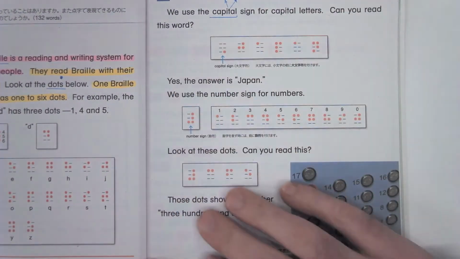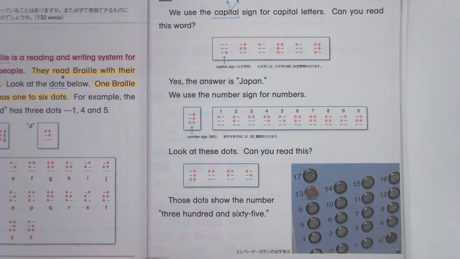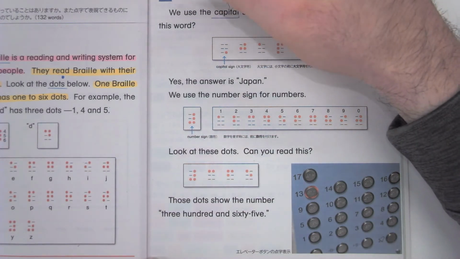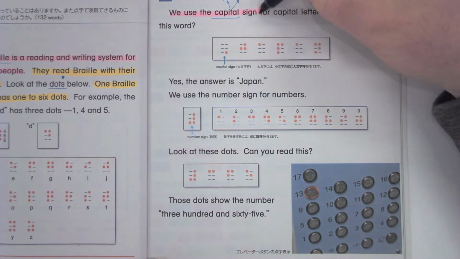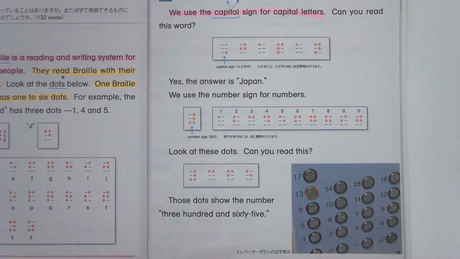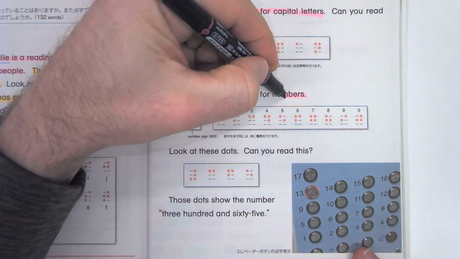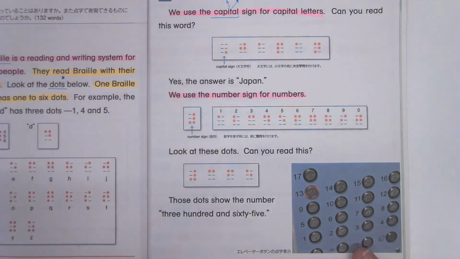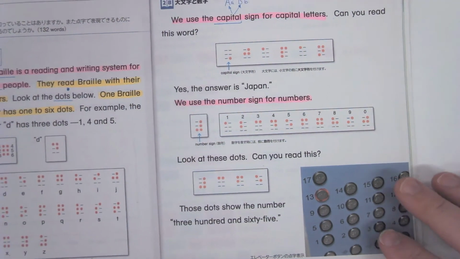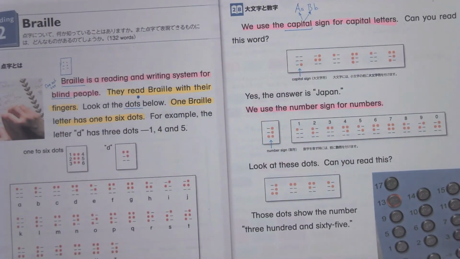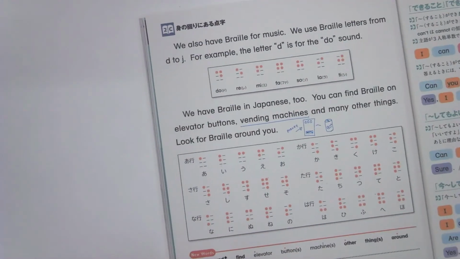What are the main ideas here? I think there are 2. First, that we use capital sign, and next, that we use the numbers sign. Those are the main ideas. Now I'll read the next page.